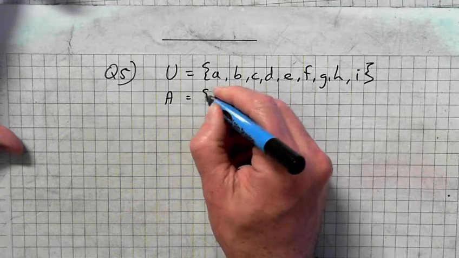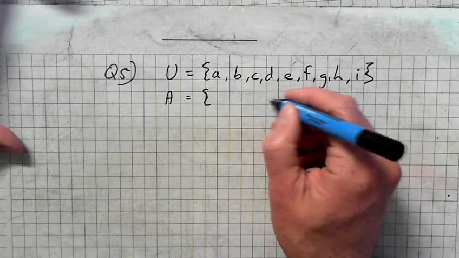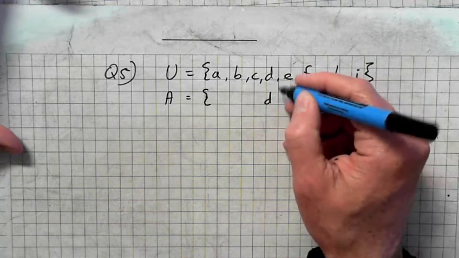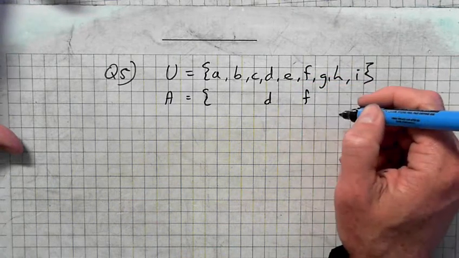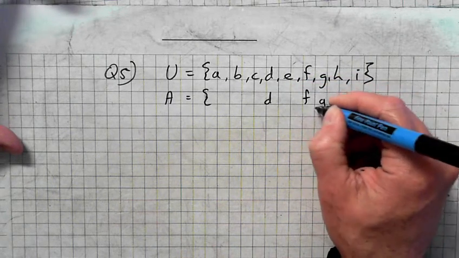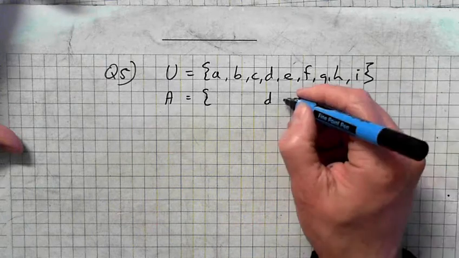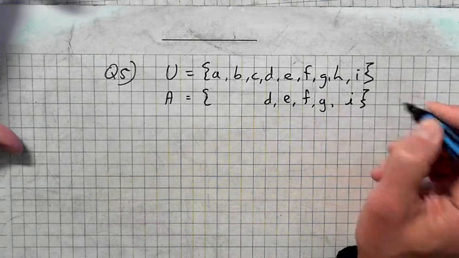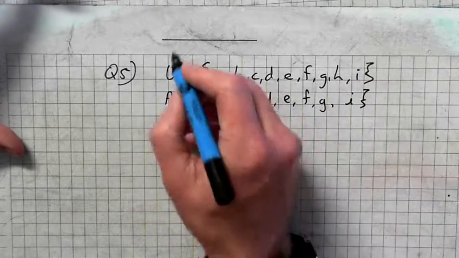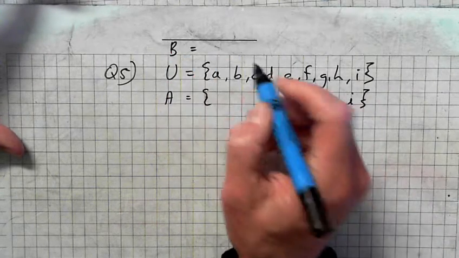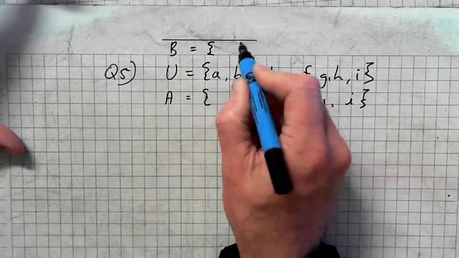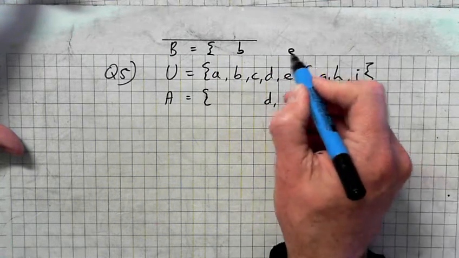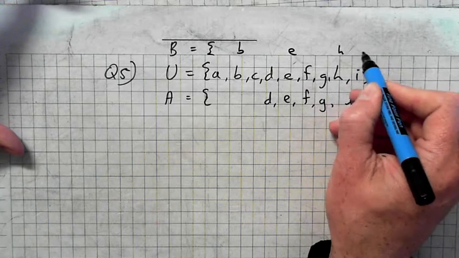A is equal to D. See the way I'm just writing them underneath each other. D, F, E, G, E, and I. And B, I'll write B up here. B, E, H, and I.